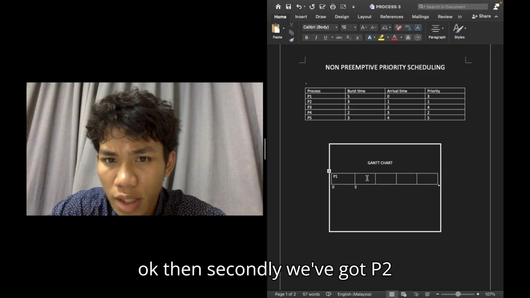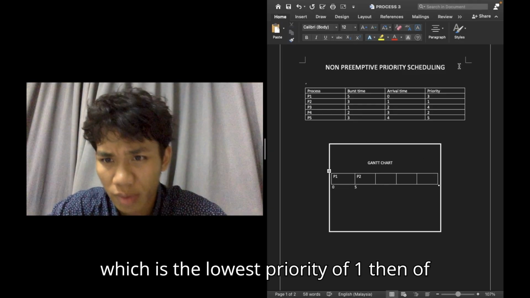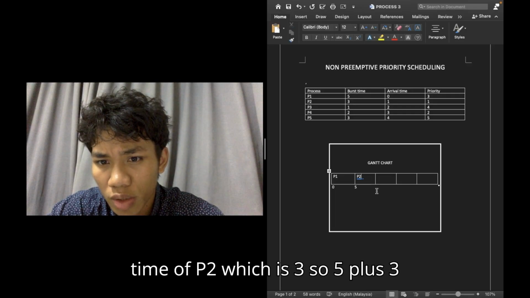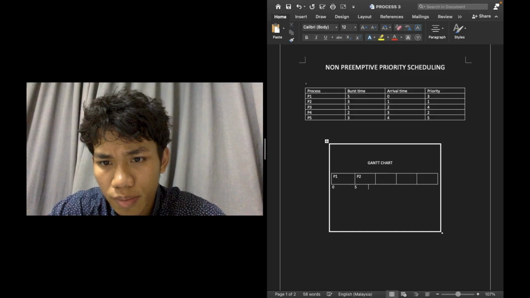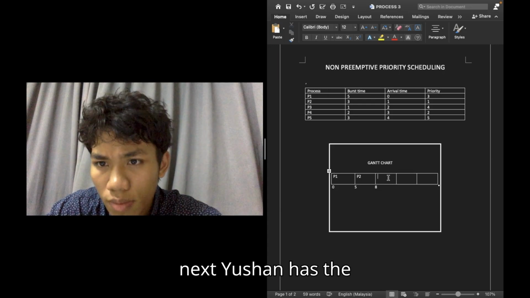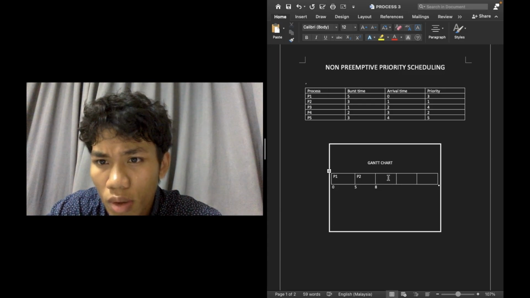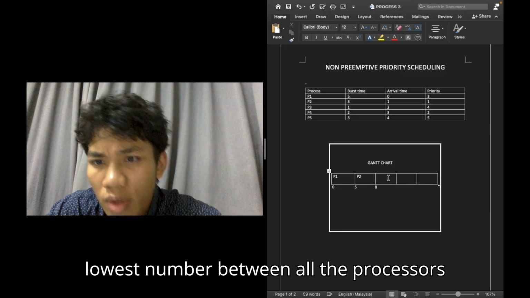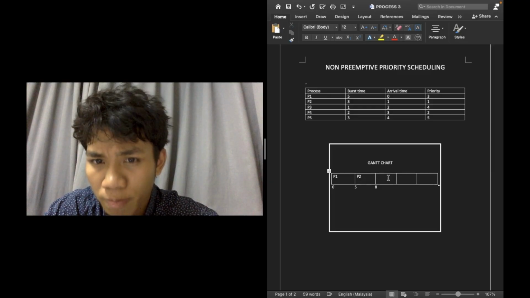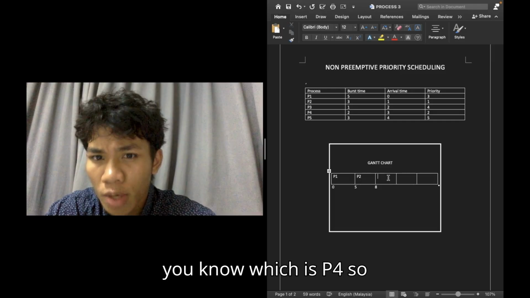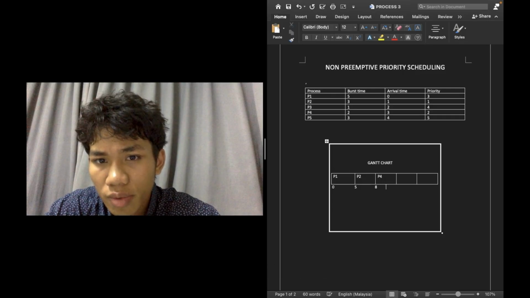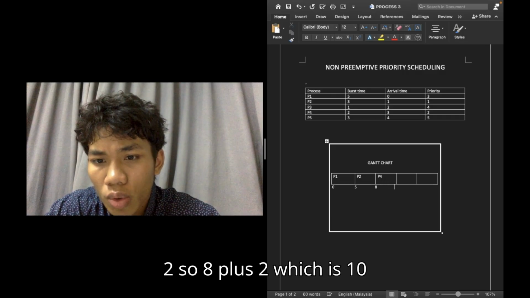Okay, then secondly we got P2, which has the lowest priority number of 1. Then afterwards we take 5 and add the burst time of P2, which is 3. So 5 plus 3 should be 8. Next, which one has the lowest number between all the processes under priority, which is P4. So P4 with the burst time of 2. So 8 plus 2, which is 10.